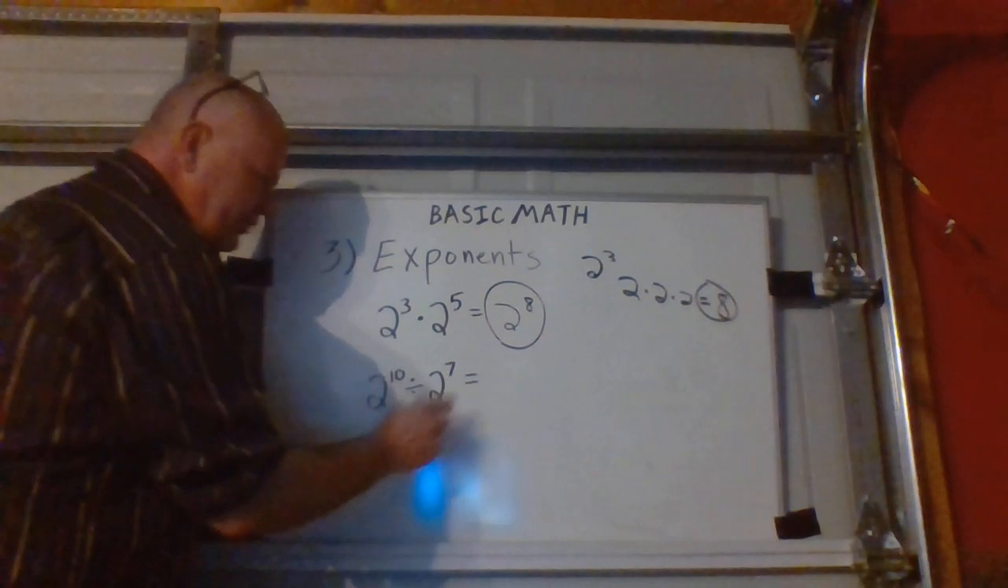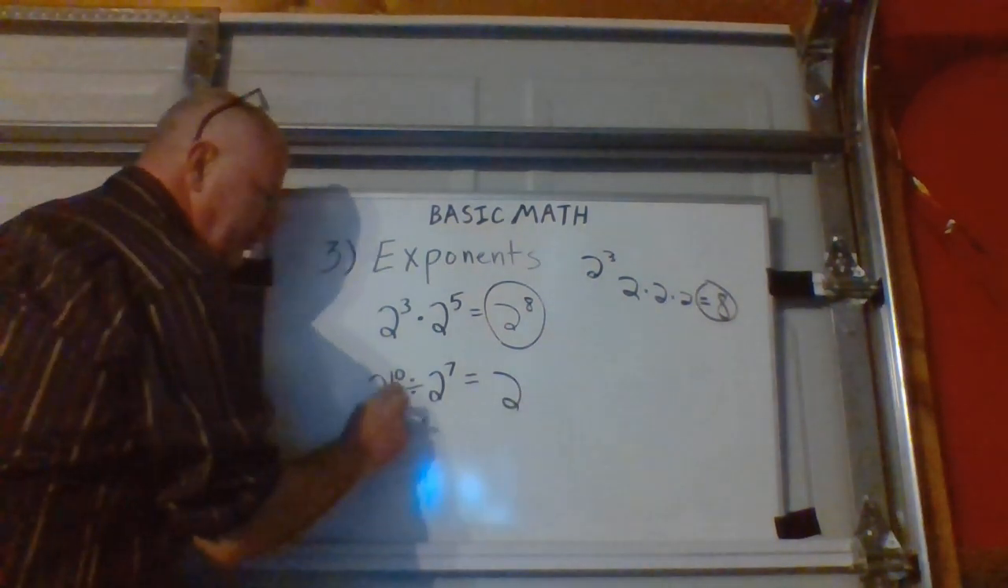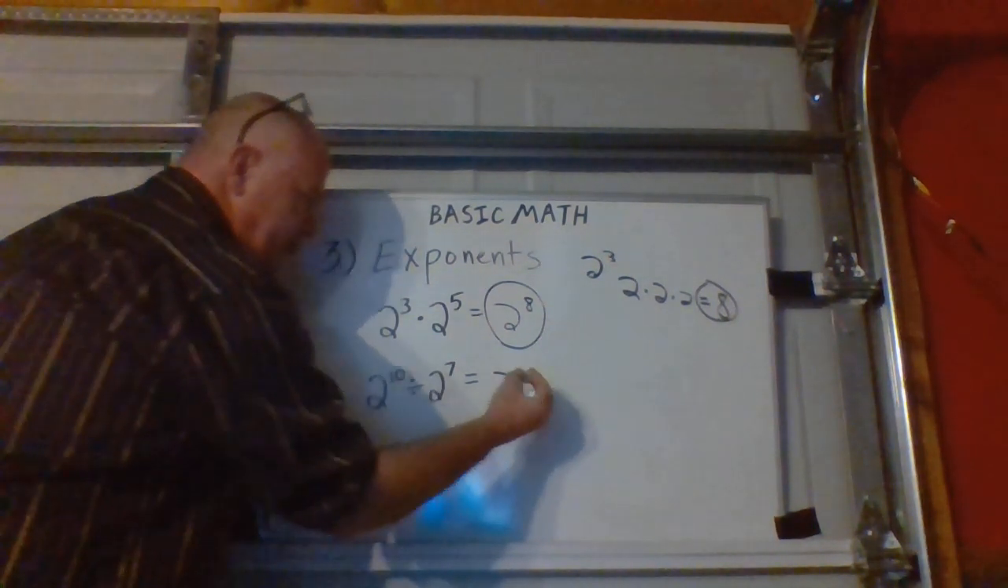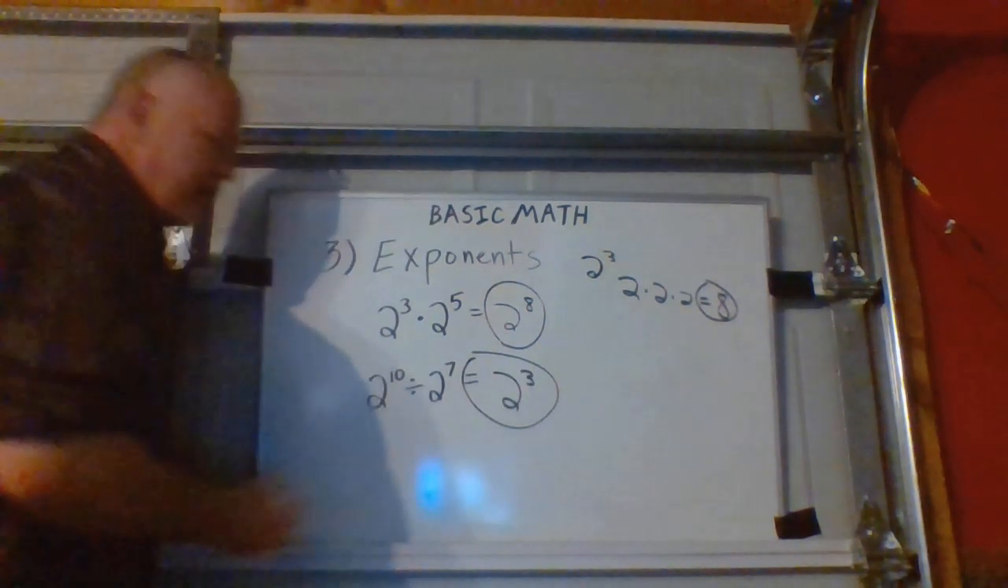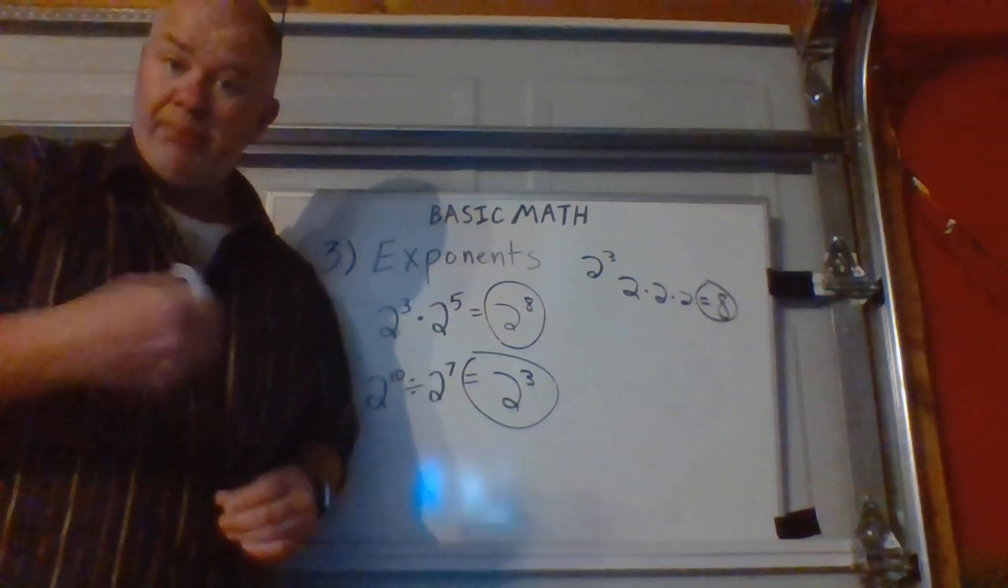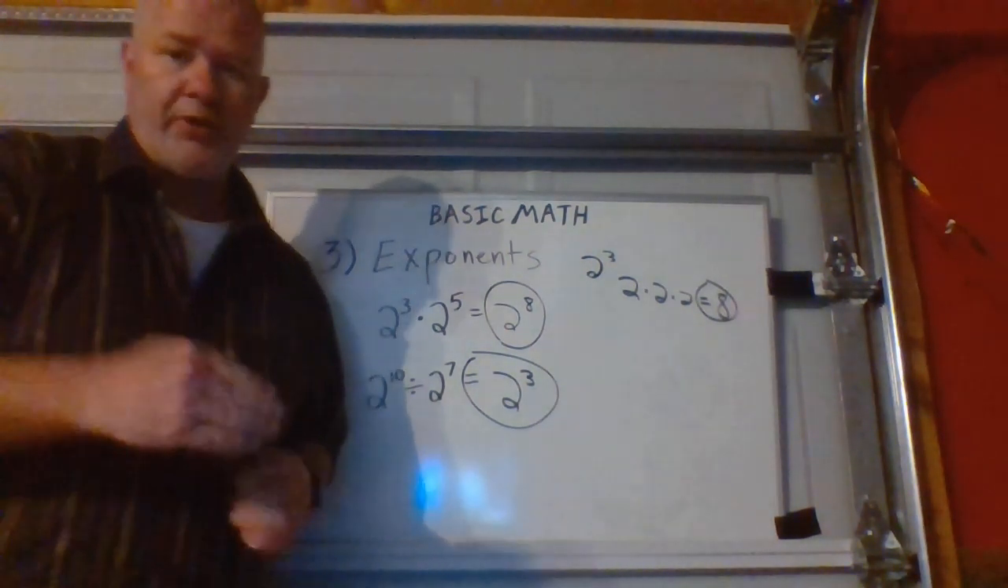We have the same base. We're going to go ahead and write that. We know 10 minus 7 equals 3. Our final answer here is 2 to the third power, and that's absolutely correct. I'm going to pause and work through the actual question step by step.